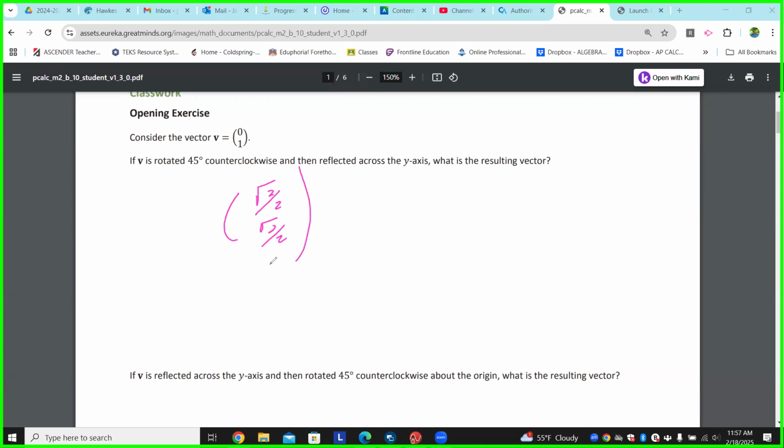Then the next question basically says, all right, take this exact same V, but this time reflect it across the y-axis first. Well, if I'm on the y-axis and I reflect it across the y-axis, do I move? No. You actually stay right there. Then it says from there, now move 45 degrees counterclockwise. Where does that put me? It'll be 135. So originally I was at 90. I reflected across the y-axis, I didn't move. Then I moved 45 degrees counterclockwise, which put me at 135. So in this situation, this is now my answer.